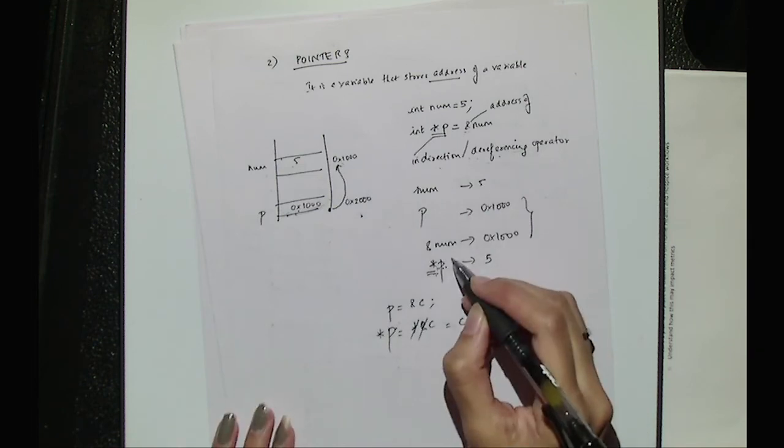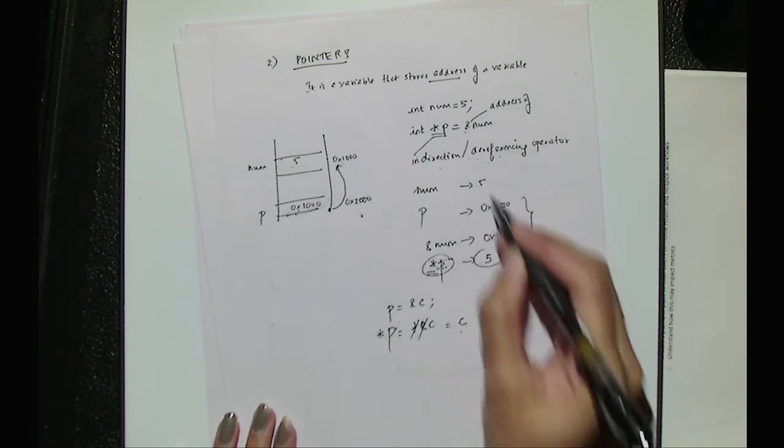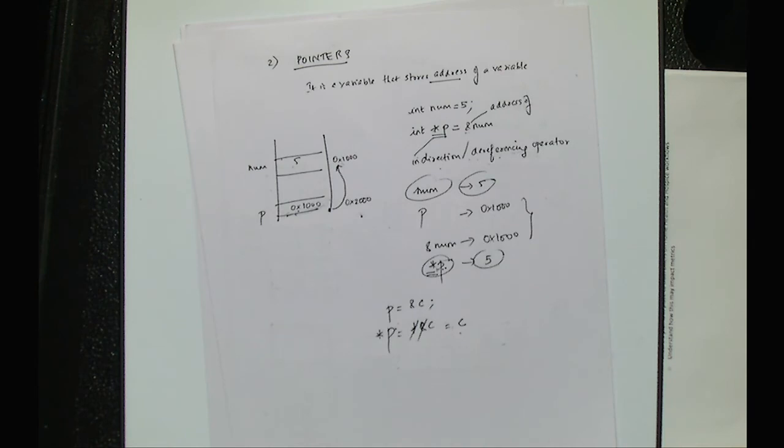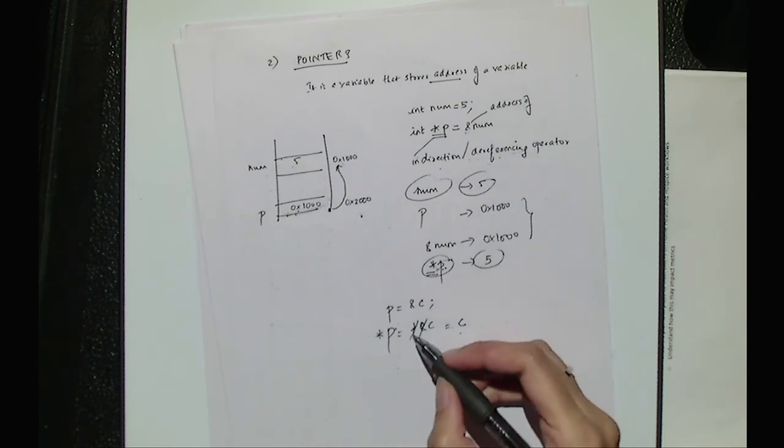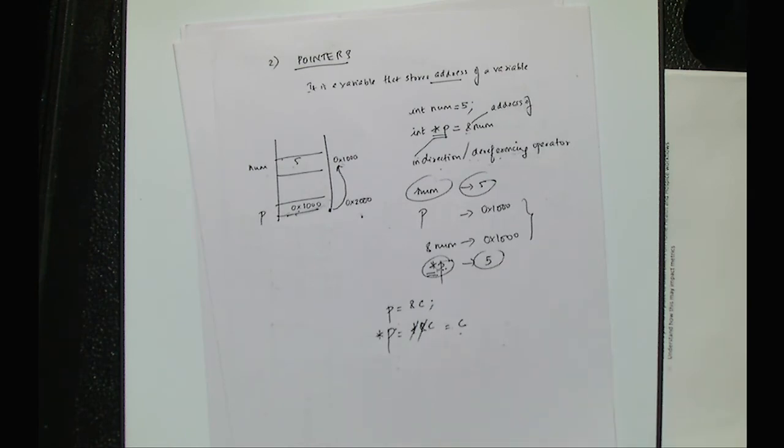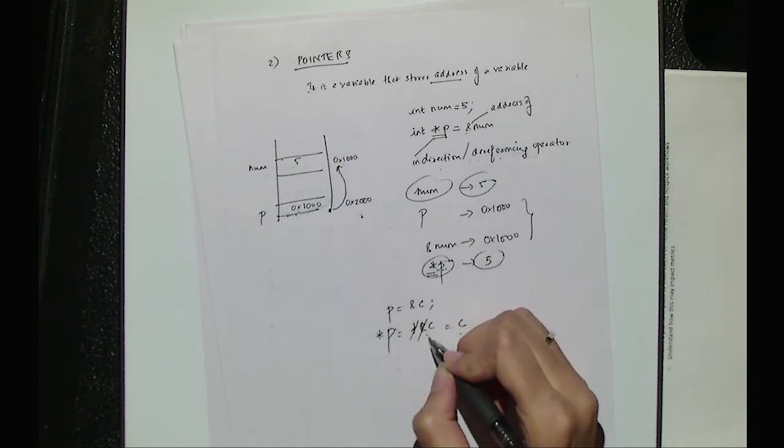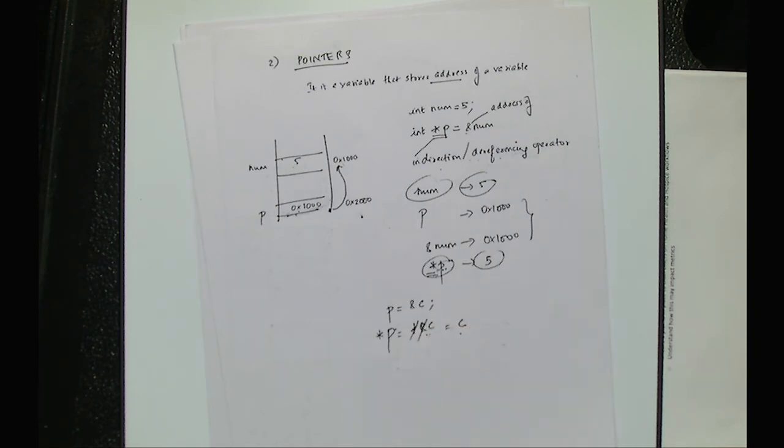So in our example, star p was actually 5, which is num, right? So the indirection operator and the address of operator cancel out each other, because you're saying the value at address is essentially what the variable is, right?